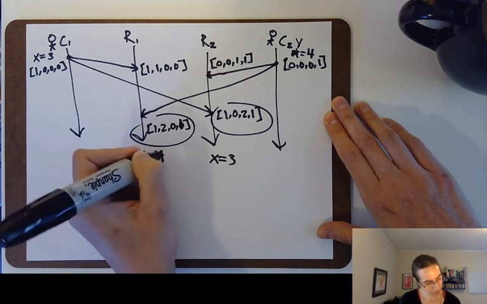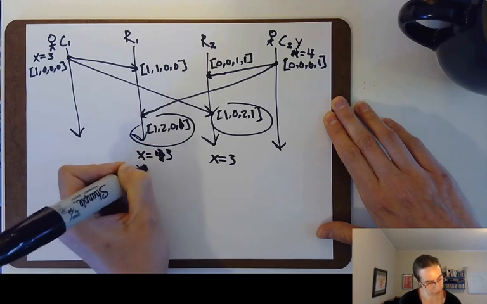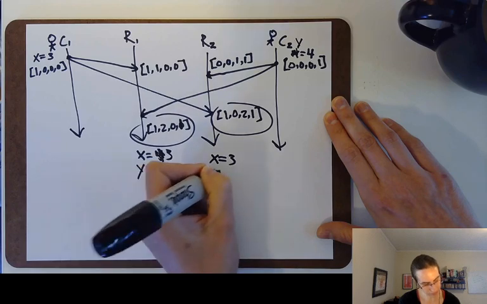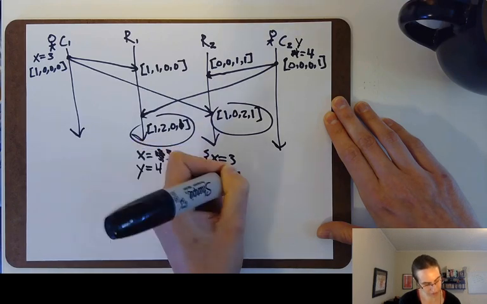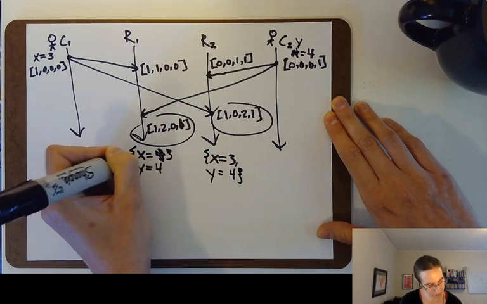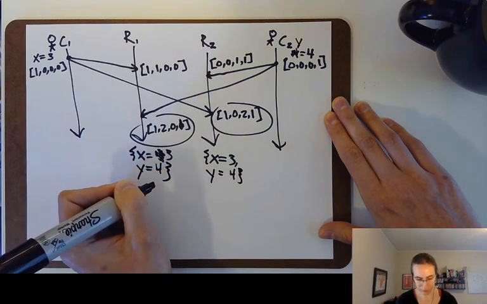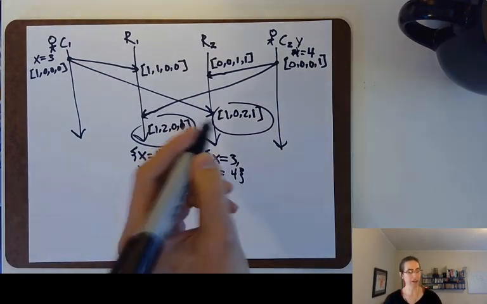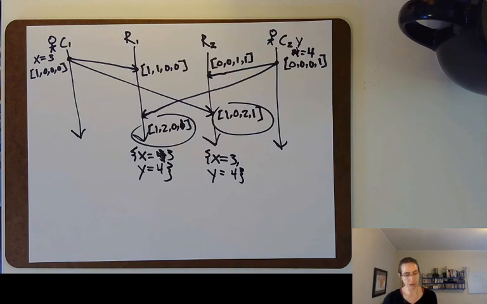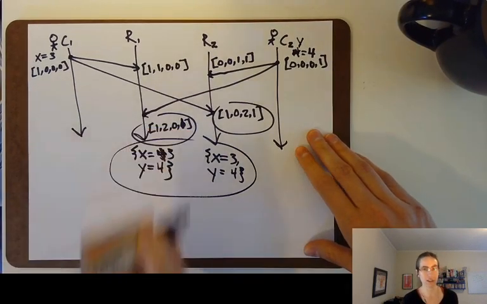We would have X equals 3 here and Y equals 4 here. So we would end up with this set of keys on both replicas. And we don't really care that the updates land in different orders, because the replicas end up being in the same state eventually.